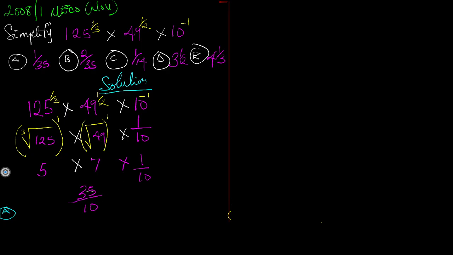What can divide 35 and 10 without a remainder? 5. Beautiful. You now use 5. 5 will divide 10 how many times? 2. Then 5 will divide 35 how many times? 7. So what we are having here becomes 7 over 2.